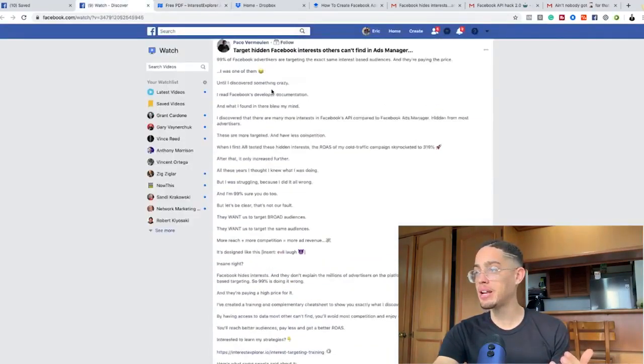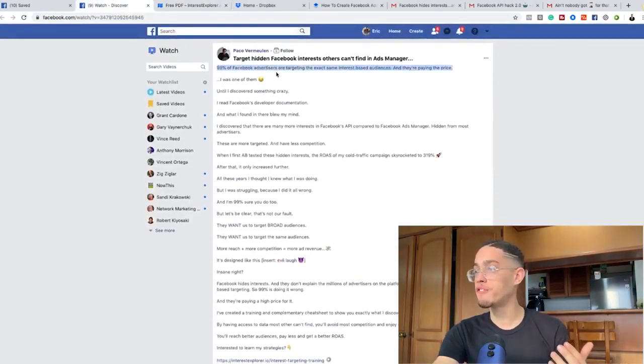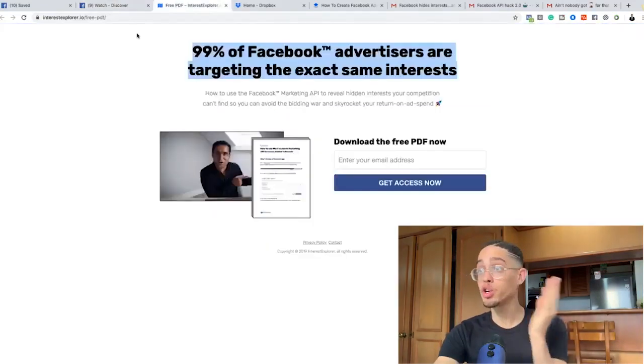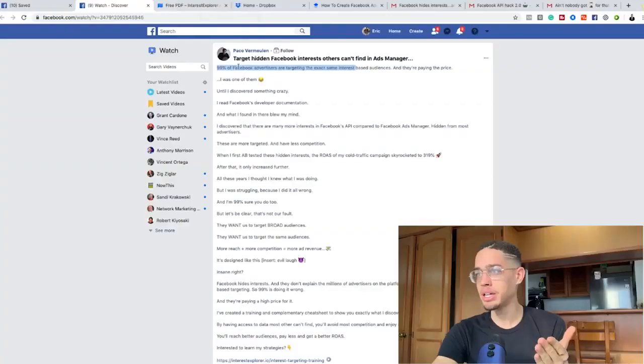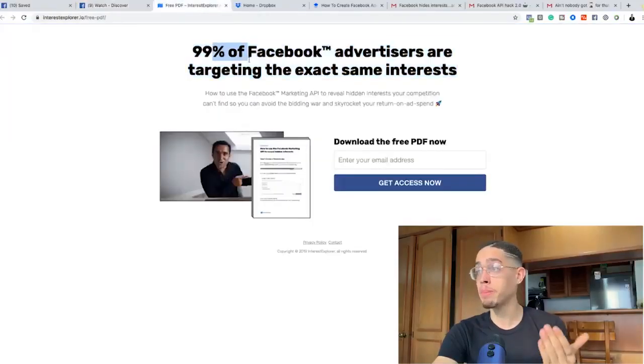Let's go back to the ad. "99% of Facebook advertisers are targeting the same exact interest." Congruence. So many people, they'll have the landing page says this, but then the ad says this. It doesn't make sense, right? Congruence, guys. Congruence, congruence, congruence. What happens is you know that you got to the right place. 99%, right? Okay, there's the big problem.